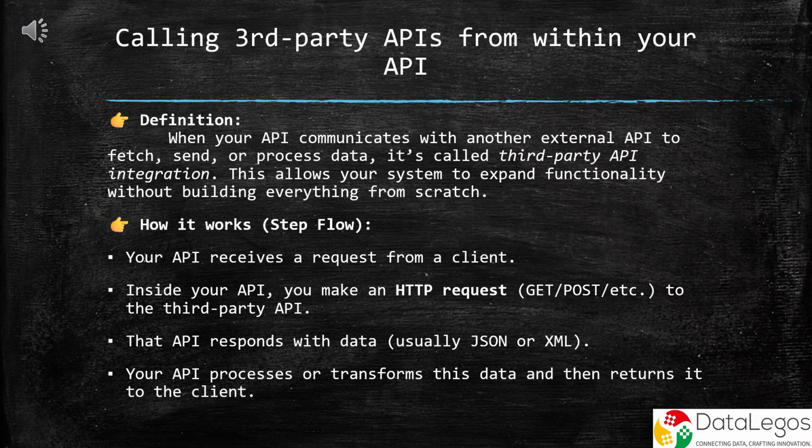First, your API receives a request from a client. Your API then makes an HTTP request to the third-party API. The third-party API responds with data, usually in JSON or XML format. Finally, your API processes or transforms this data and returns it to the client.